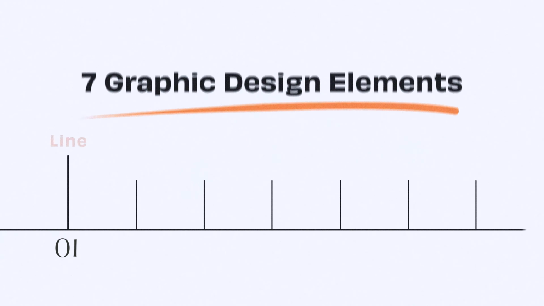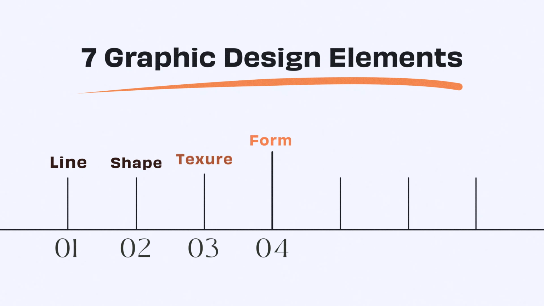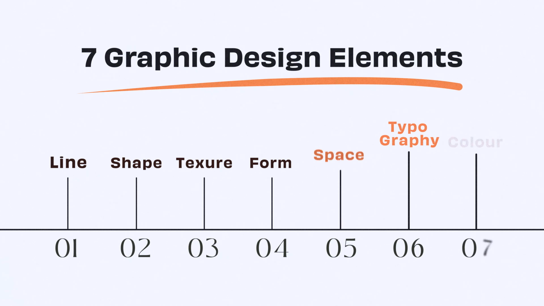Graphic design elements, which can also be known as visual elements, are basically the building blocks of your design. Whether you are designing a poster, website, magazine, or a logo, these visual elements play a major role in your design. There are basically 7 graphic design elements. First one is line, shape, texture, form, space, typography, and color.